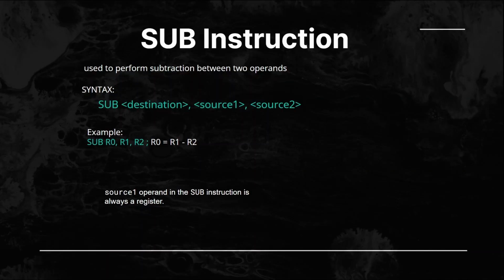Now let's talk about the sub instruction. Sub or subtract. This instruction is used to perform subtraction between two operands. Here we are having the syntax of the sub instruction where first we are writing a sub mnemonic, then we are writing the destination register, then we are writing source one or the source register. Here the source one should always be a register. You cannot take an immediate value in the place of source one, and source 2 can be a register as well as an immediate value.